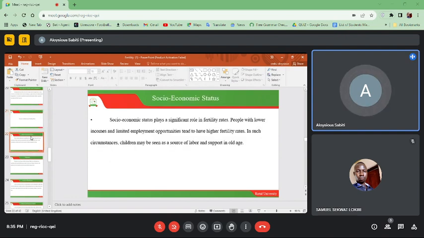So we are looking at socioeconomic status. It plays a significant role because people with lower income and limited employment tend to have higher fertility rates. In such circumstances, children may be seen as a source of labor and support in old age. So most times you can see that people who are staying in what is classified as poor regions possibly have more children. One of the reasons is that children are seen as labor, but also as support in old age.